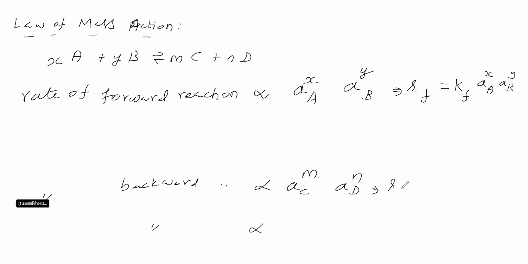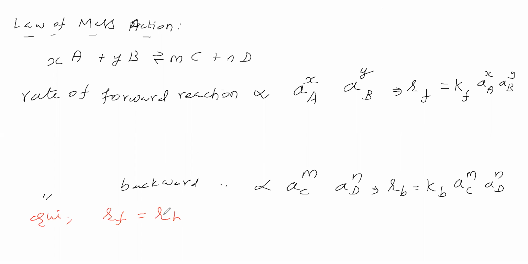Now the rate of backward reaction is equal to the proportionality constant for backward reaction times the active mass of C power M, active mass of D power N. Okay, so we have written it like this. So now we will go to the equilibrium condition. At equilibrium, the rate of forward is equal to the rate of backward.